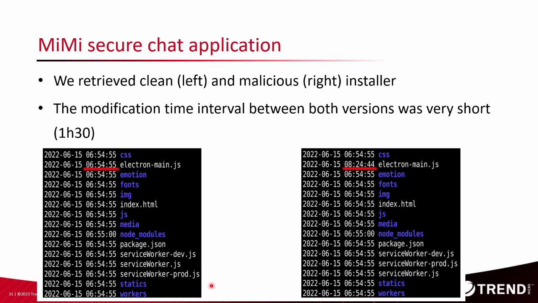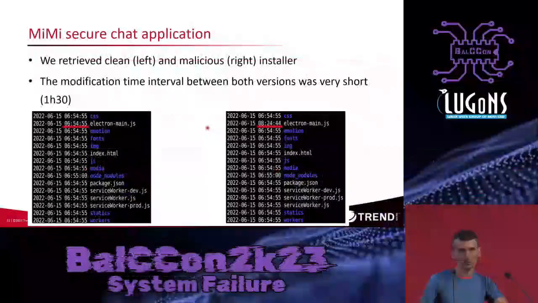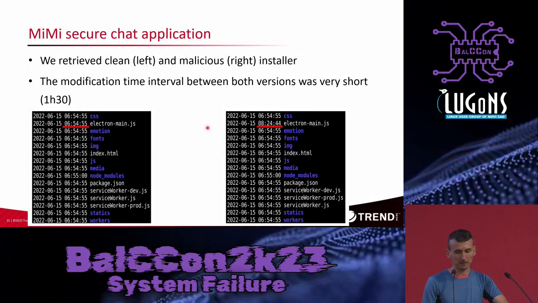An interesting thing is that one day when we did the analysis, in the morning we downloaded the file and the file was clean. This is the picture on the left. A few hours later, we downloaded the same file from the same URL because it was a new version, and suddenly we noticed one change: all files have the same time or almost the same time, but electron-main.js has a different time and different size. So we think, or it looks like, the threat actor had access to their backend. They were monitoring when the developer released the new version, and when the new version was released, they quickly patched it.